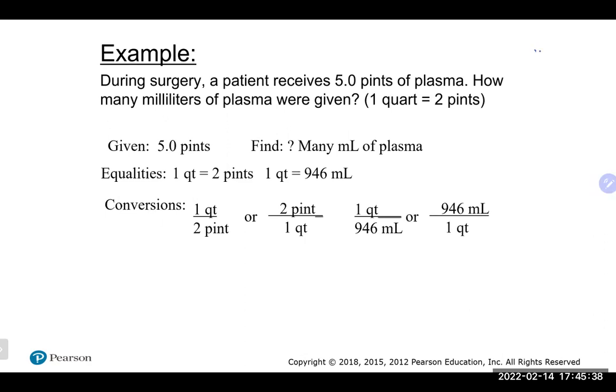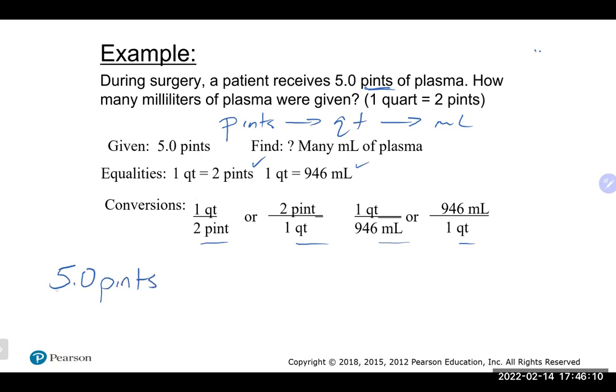So here we're starting with pints, and we want to end up in milliliters. So the pathway I'm going to go is pints to quarts to milliliters. And again, these would be the equalities that we could get for each of those conversions and our conversion factors here that we will use. Remember, we don't use both conversion factors. Otherwise, that undoes everything. So we will start with the 5 pints.